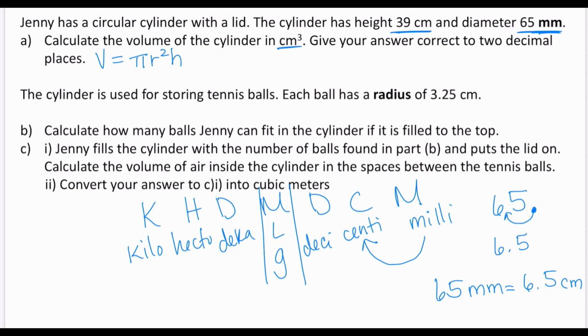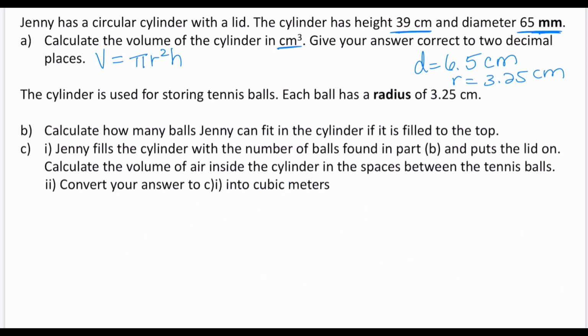So from this case, I know that here the diameter is going to be 6.5 centimeters. So the radius is going to be half of 6.5, which is 3.25 centimeters. I can go back now to my volume formula, and the volume is going to be pi times the radius, which is 3.25, squared times the height, which is 39.